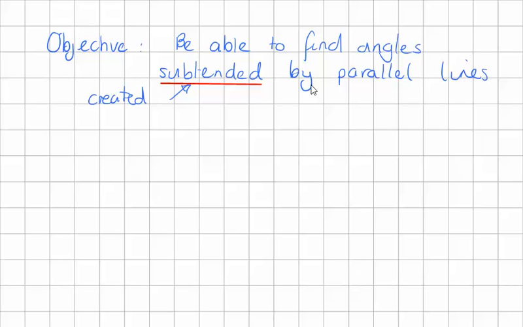Right, so what we're doing is finding angles that are subtended by parallel lines, and that's why I've underlined subtended and written the word created. That's all it means. If you have parallel lines and you draw a line across them, you end up with some angles. So if we look at lines that cross, right?